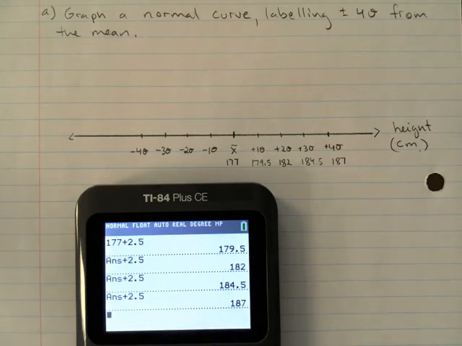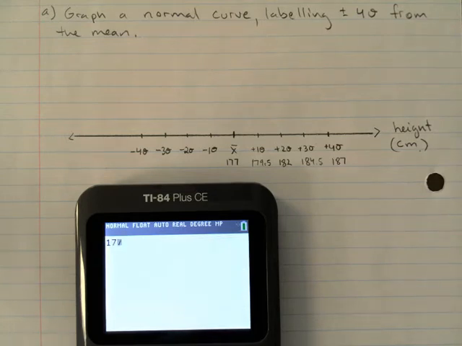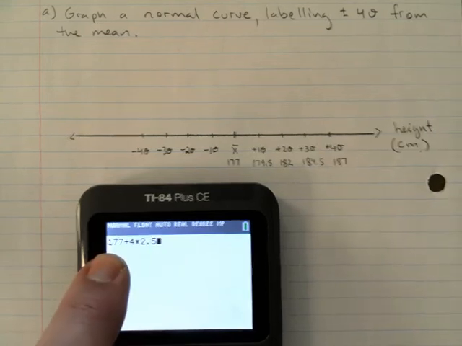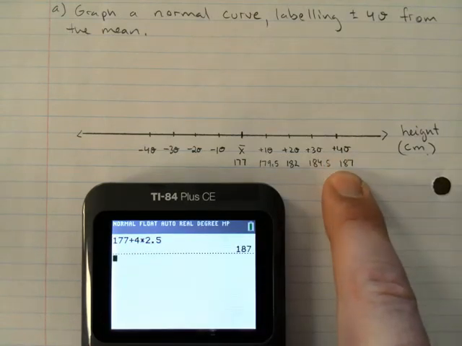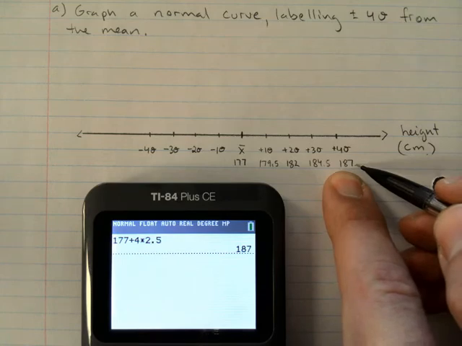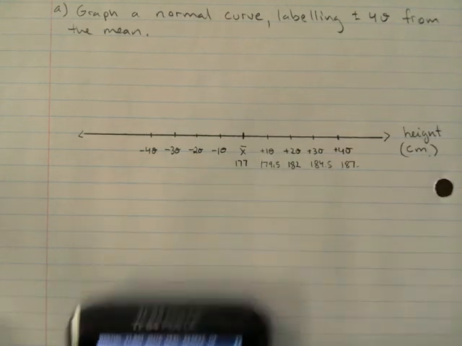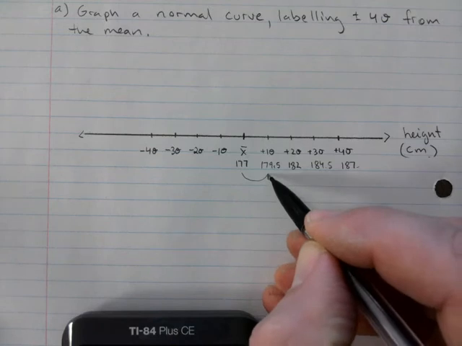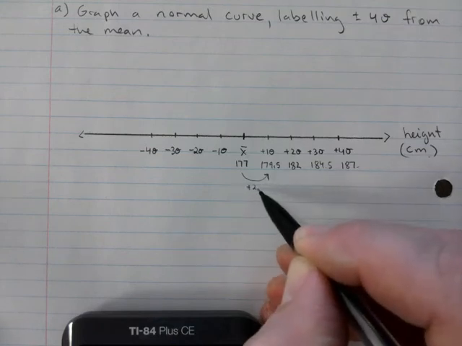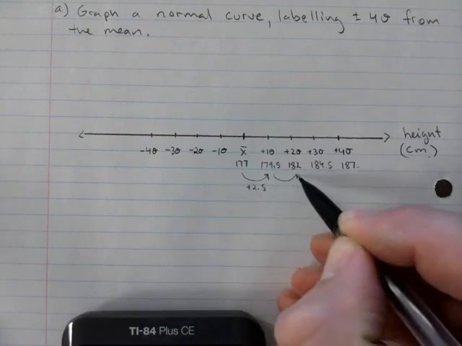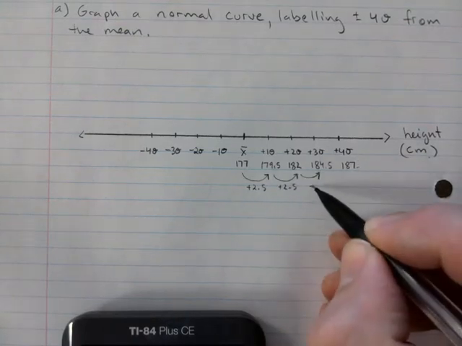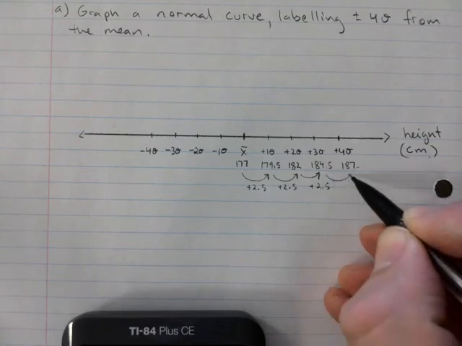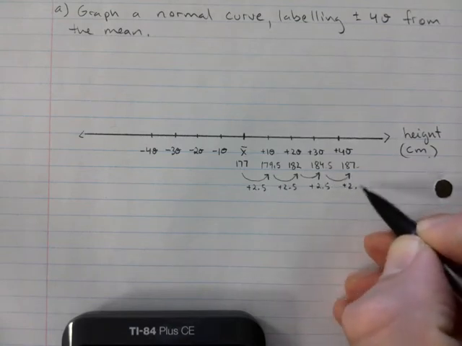How could you have done this faster? You could have gone 177 plus 4 standard deviations. So 177 plus 4 times 2.5, that's what this is saying. You would still get 187, right? It's up to you, but basically from one to the other, you're increasing it by 2.5 every time. Because that is our standard deviation. That's the standard value by which we go up along the x-axis.